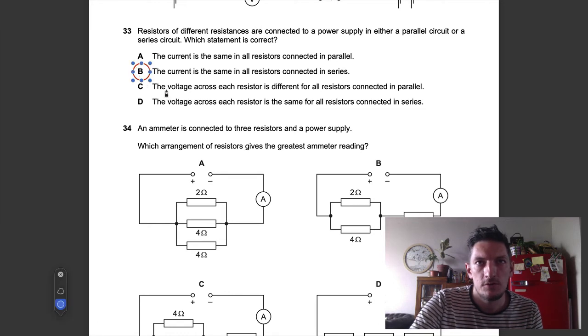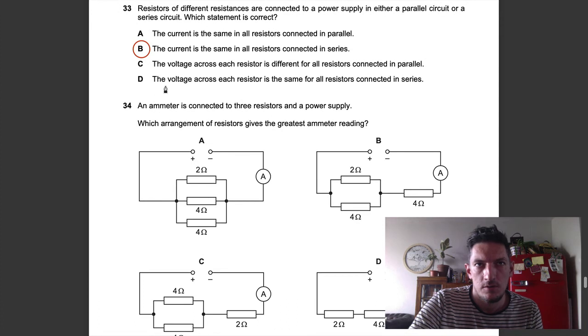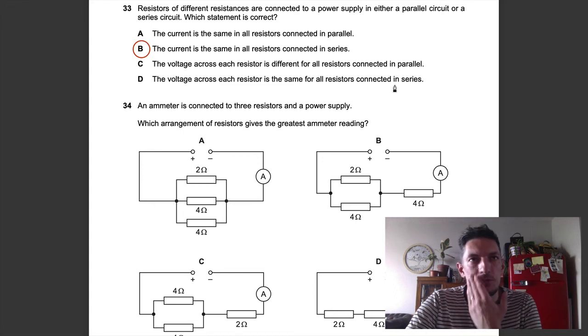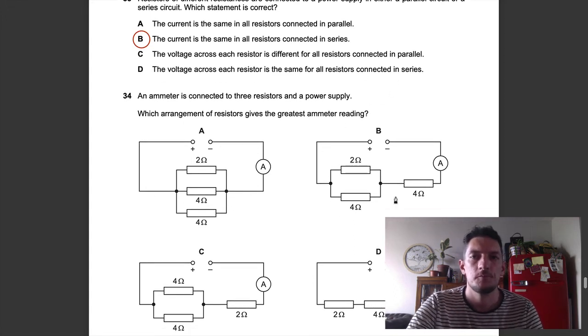In a parallel circuit, the voltage is actually the same. So C is wrong. It says the voltage is different. That's wrong. And D is also not necessarily correct. It's only correct if the resistors are equal. So it's B. It's B, guys.